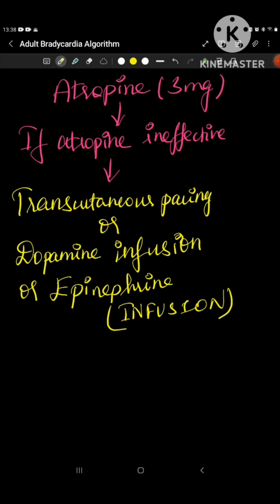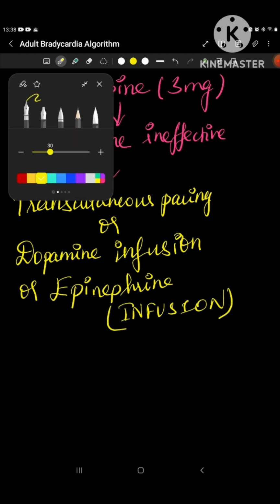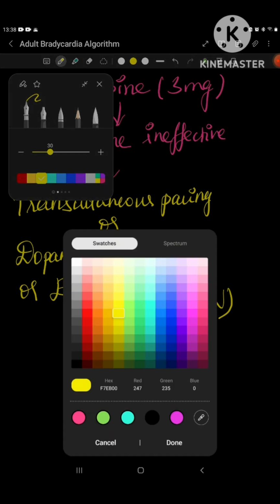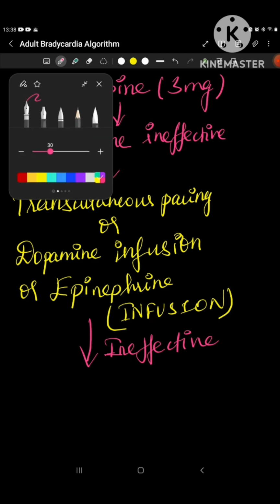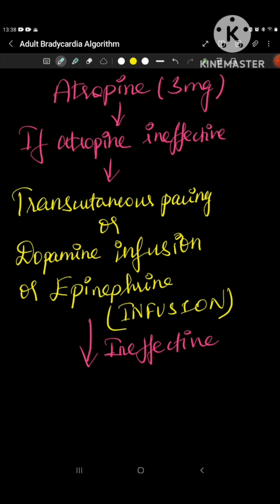If that is also ineffective, what are you going to do? You have reached the maximum dose of atropine, and after transcutaneous pacing or dopamine infusion or epinephrine infusion, if that is also ineffective, what you are going to do is consider transvenous pacing.